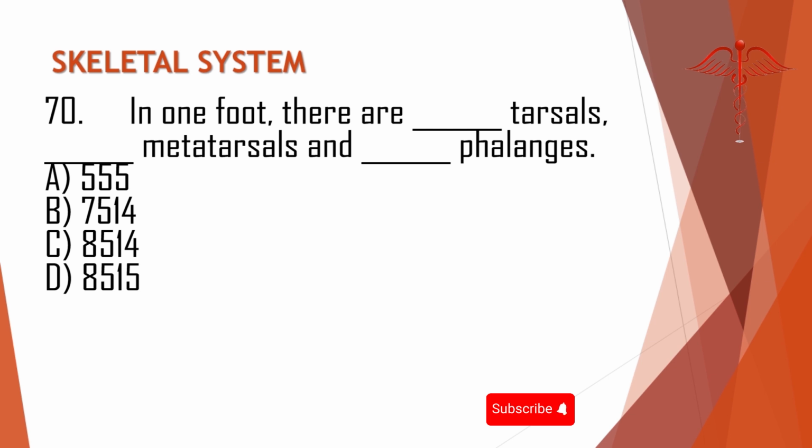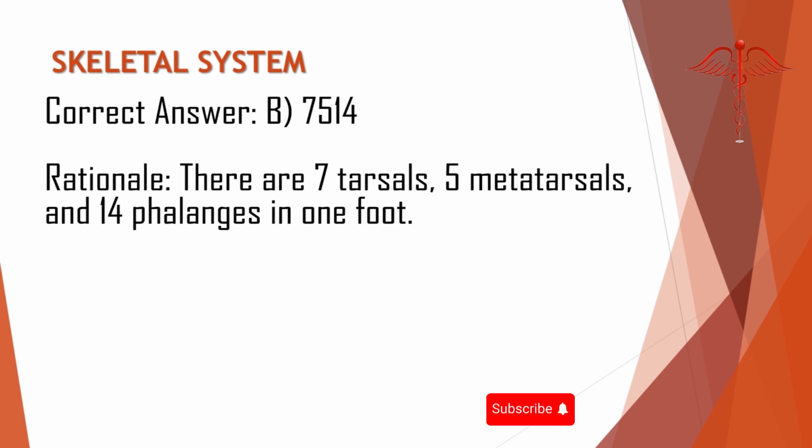C. 7,514. D. 8,515. Correct answer: B. 7,514. Rationale: there are 7 tarsals, 5 metatarsals, and 14 phalanges in one foot.